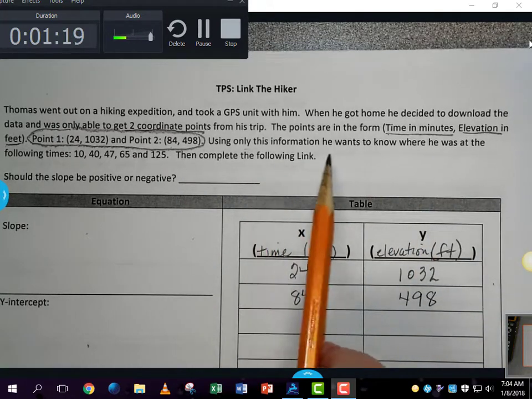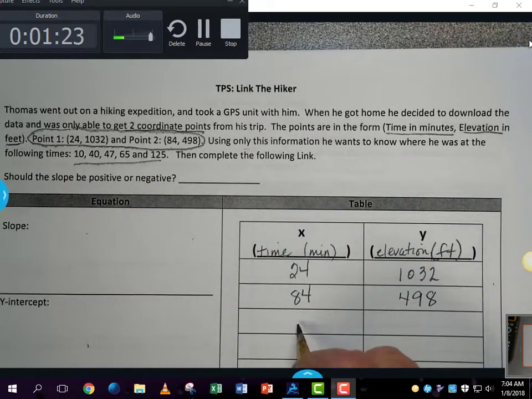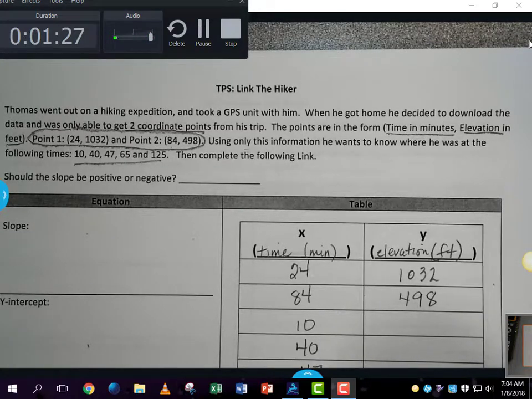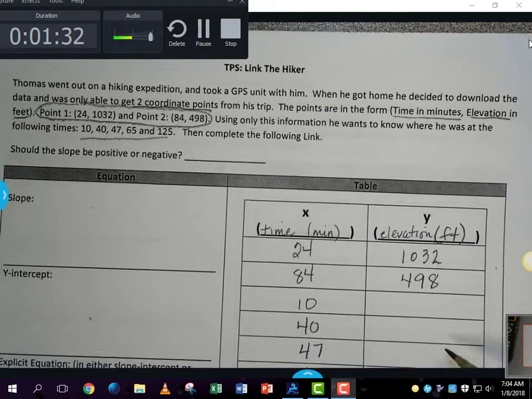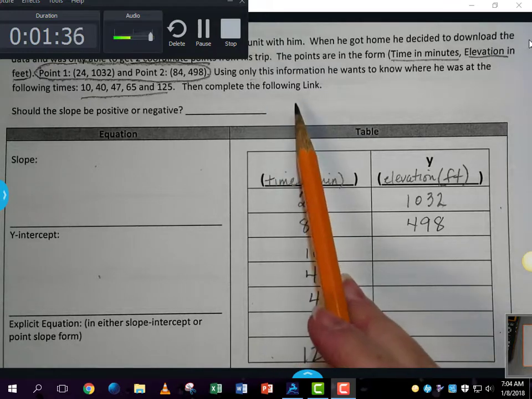Using only this information, he also wants to know the following times, where he was at 10 minutes, 40 minutes, 47 minutes, 65, and 125 minutes, and we'll need to fill in the rest of this data to complete the following link.